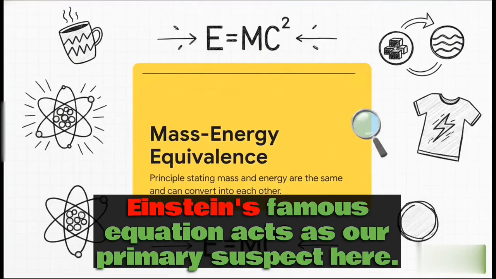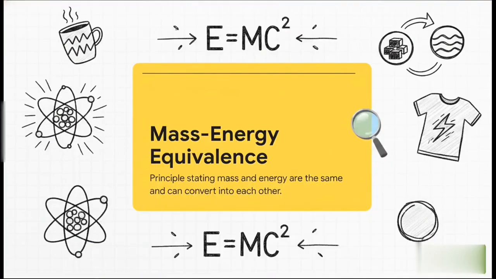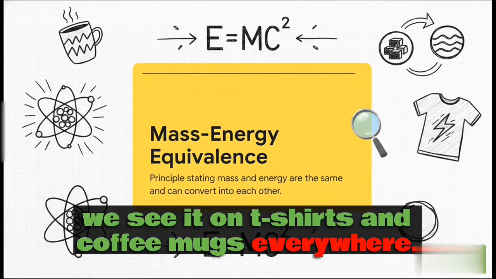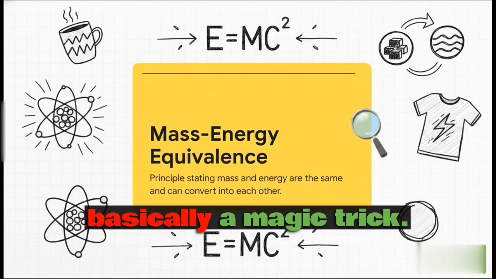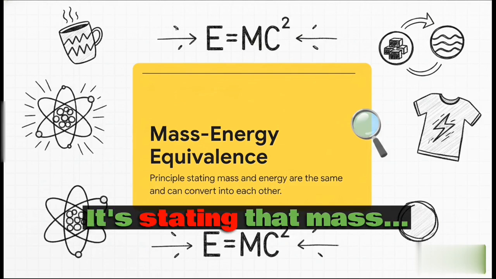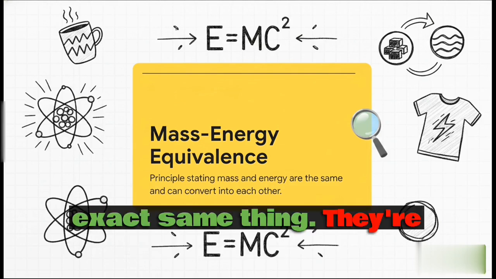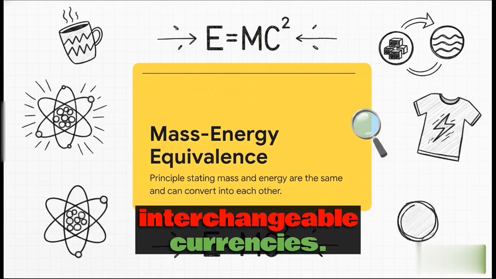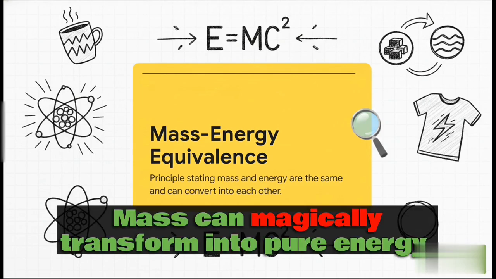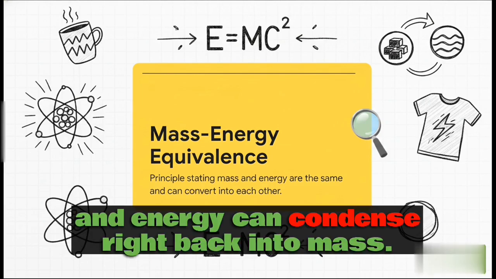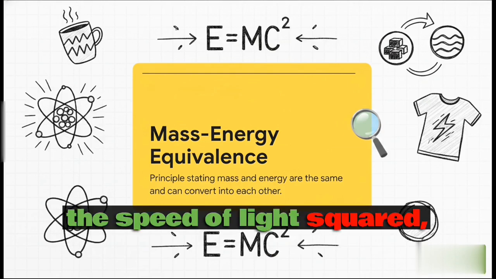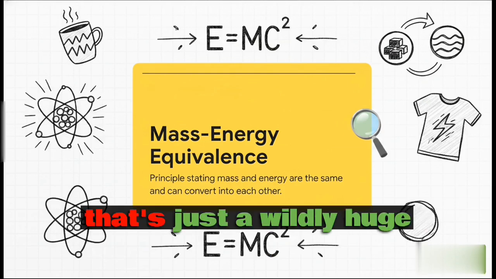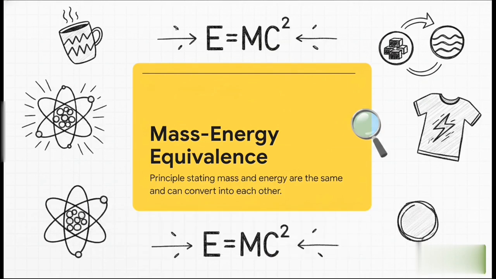So Einstein's famous equation acts as our primary suspect here. E equals mc squared. I mean, we see it on t-shirts and coffee mugs everywhere. But what it's really telling us is basically a magic trick. It's stating that mass and energy are fundamentally the exact same thing. They're interchangeable currencies. Mass can magically transform into pure energy, and energy can condense right back into mass. That c-squared part, the speed of light squared, that's just the wildly huge exchange rate between the two.